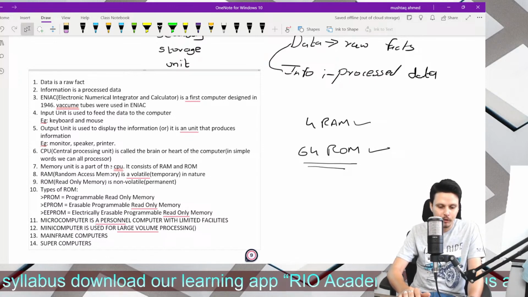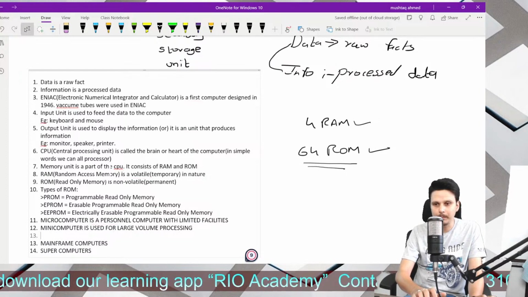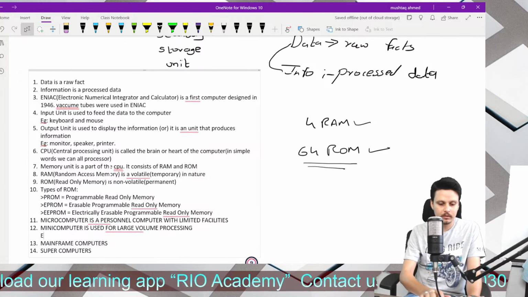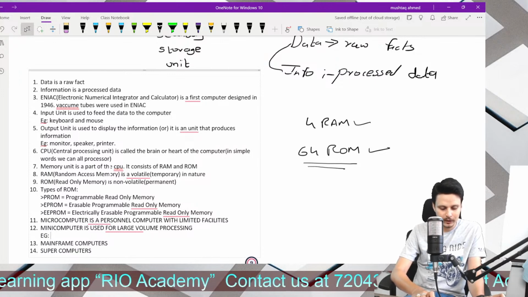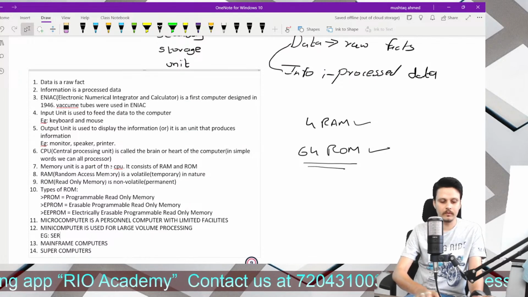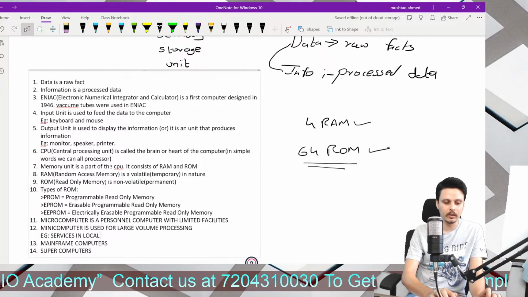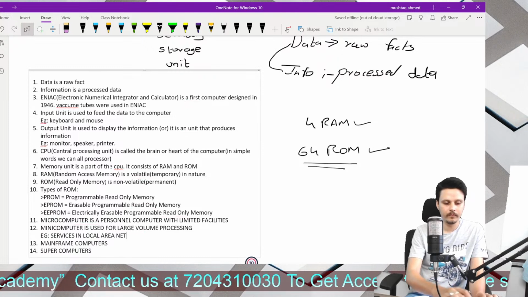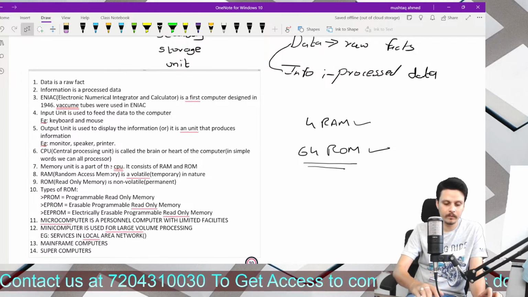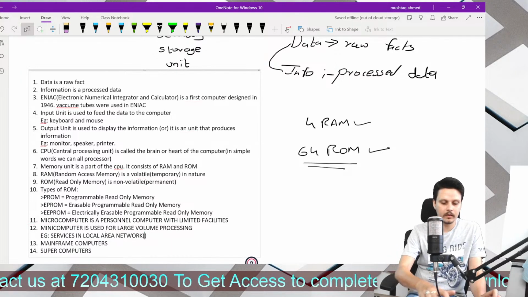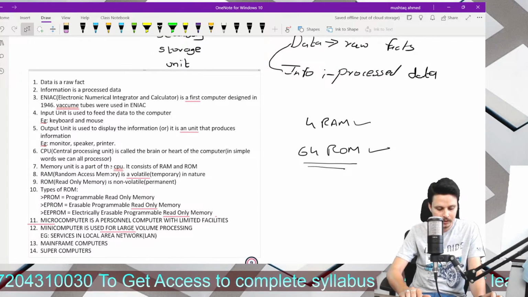As I said, an example is services in a local area network, that is LAN. So what do you mean by mainframe computers?